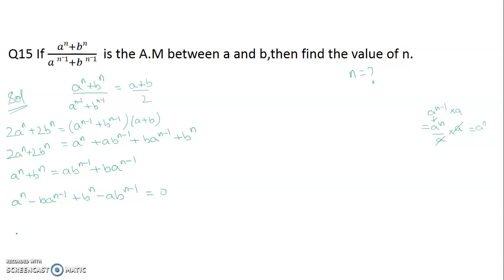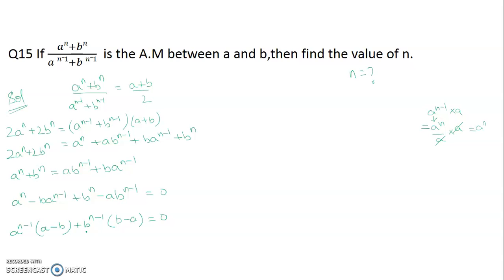Now if I take a raised to the power n minus 1 common, what will be left inside? I will be getting a inside, minus b. See carefully, students. If I am taking a^(n-1) common, mark this step, because when I open this bracket, what will be left? a^n minus ba^(n-1), correct. Similarly plus b^(n-1), I am taking common. So I will be left with b minus a is equal to 0.